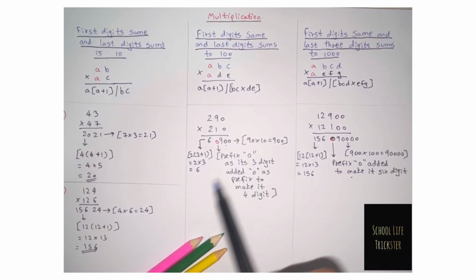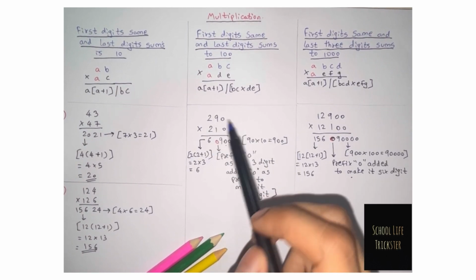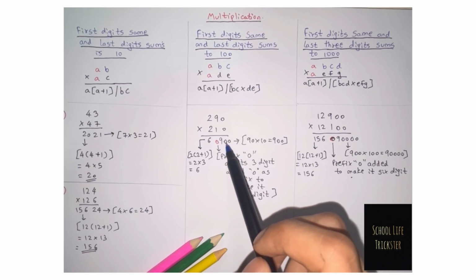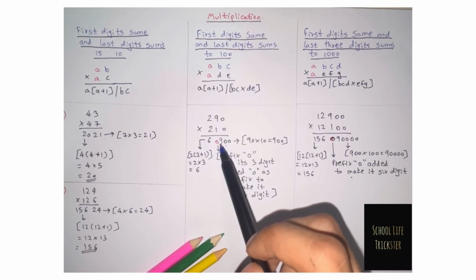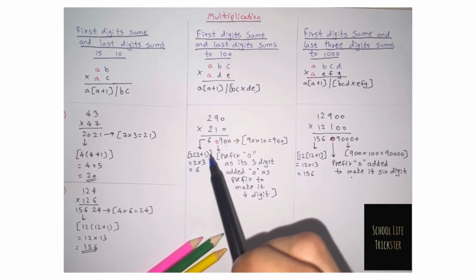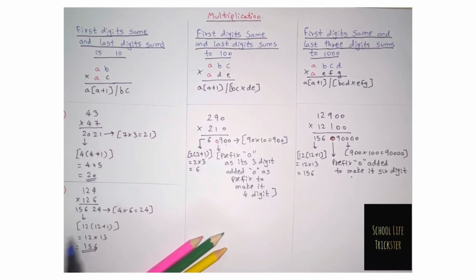So why add a prefix? As it's a 3 digit number, we add a prefix to make it 4 digit, because 90 into 10 should be a 4 digit answer. So this is a 3 digit number. To make it 4 digit, add a 0 over here. And what is this? 6. 2 into 2 plus 1 equal to 2 into 3 equal to 6. So the answer is 60900.